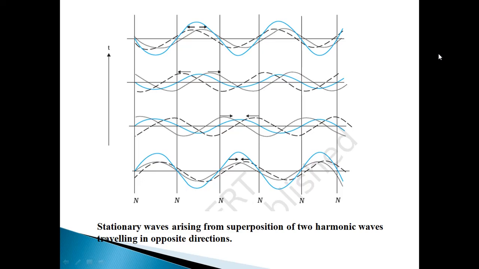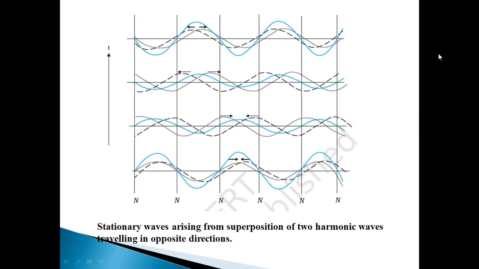So in the first part, the topmost part, you can see they are moving in opposite directions. The broken line is moving towards the left side and the dotted line is moving towards the right side, and the blue line represents the resultant wave.